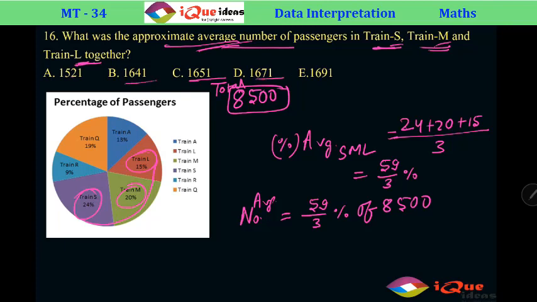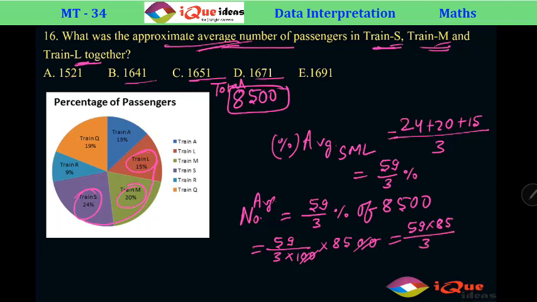51, 71, 41, they're very close. So we'll have to do the proper calculation. Let's see. It is 59 upon 3 into 100 into 8500. Okay, so 0 and 0, 0 and 0 are cancelled. We will have 59 into 85 by 3.